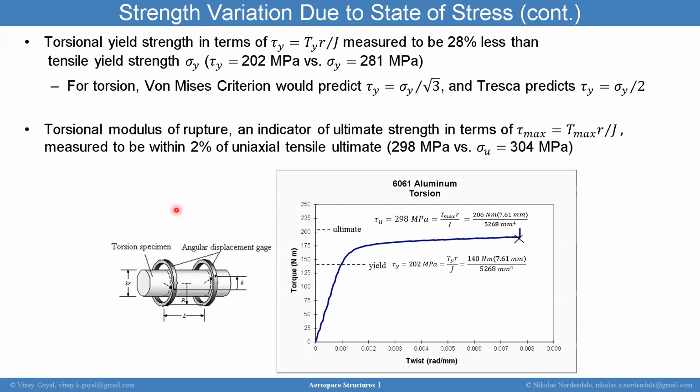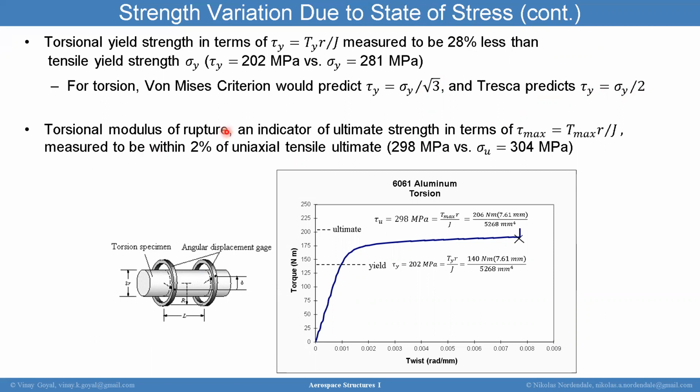You have a situation for torsional yield strength, and you can write that in terms of the torsional loading times the radius divided by J, the polar moment of inertia, and it was measured to be 28% less than the tensile yield strength. You can see that here. For the von Mises criterion, we would have predicted sigma y divided by square root of 3, and Tresca would have predicted sigma y divided by 2. Right, so you have different values depending upon what you use.